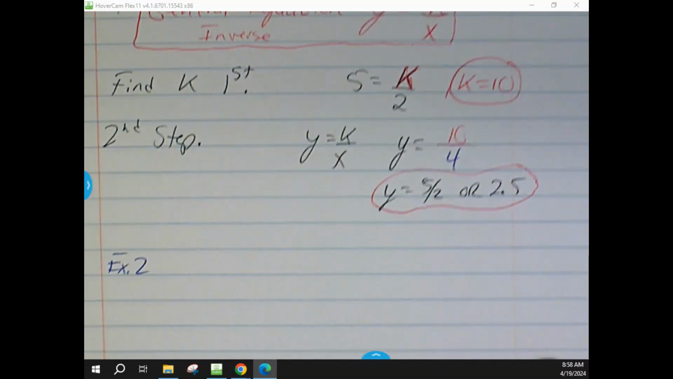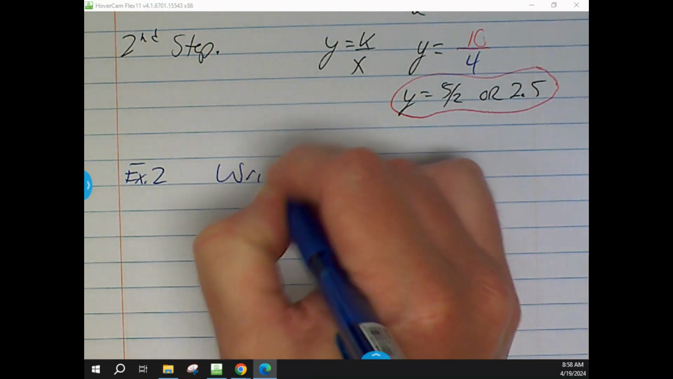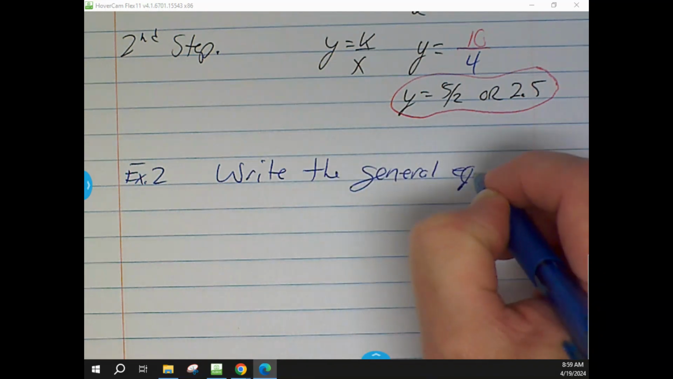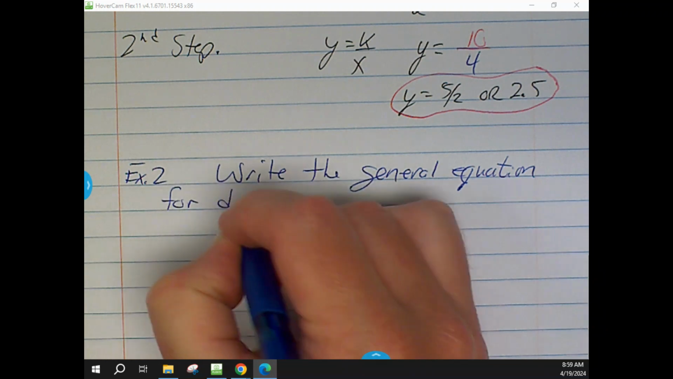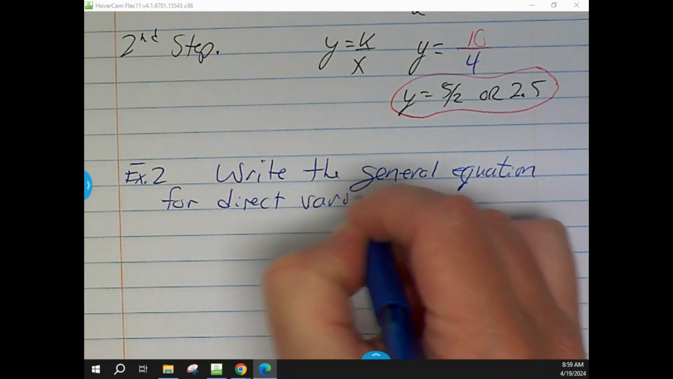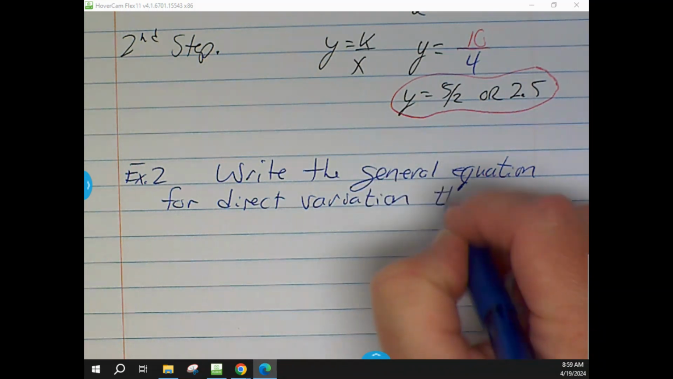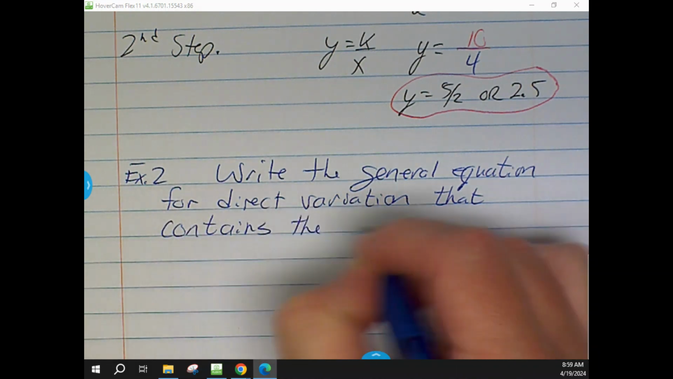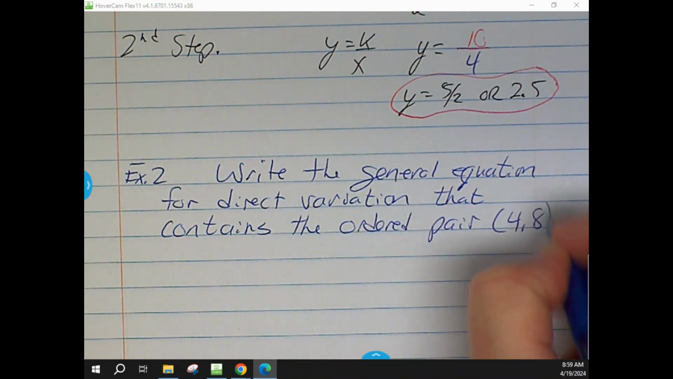So same type problem. We're going to change that just a little bit for this one, for example, too. It may just say to write the general equation for direct variation that contains the ordered pair 4, 8.